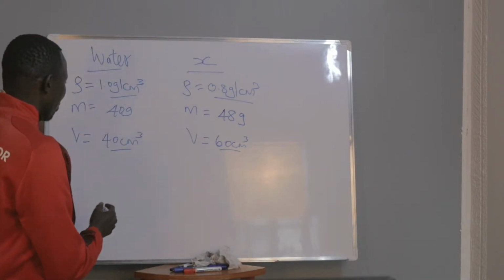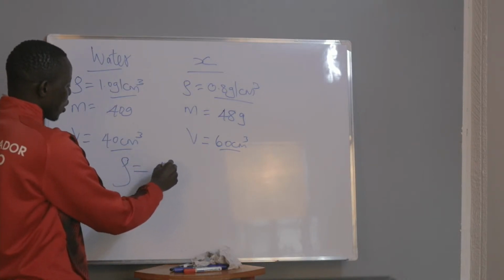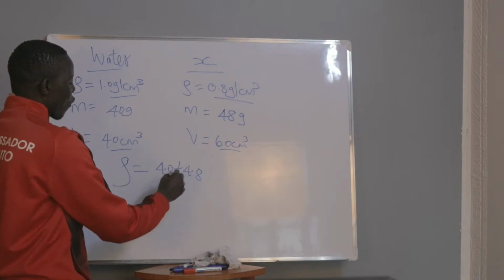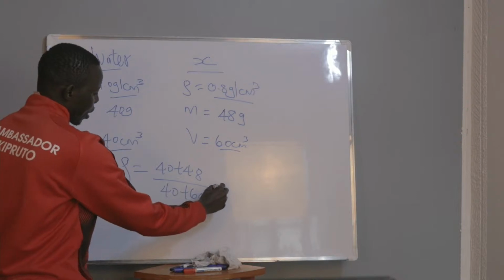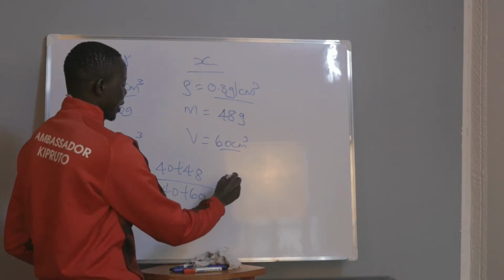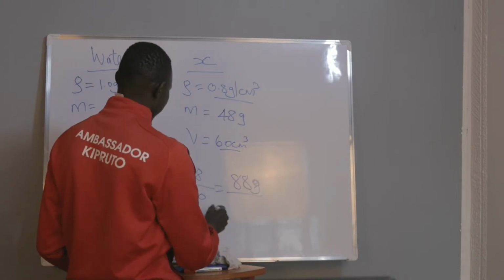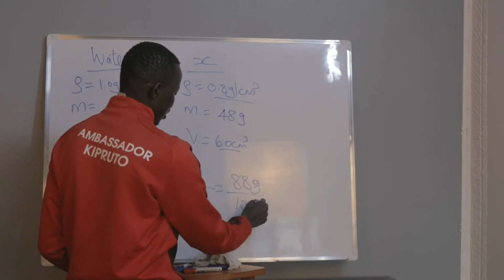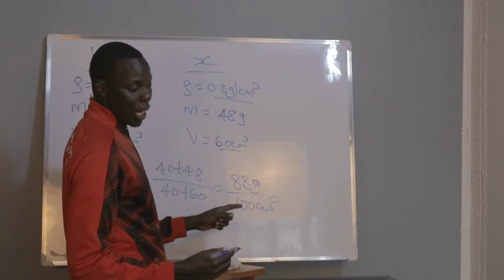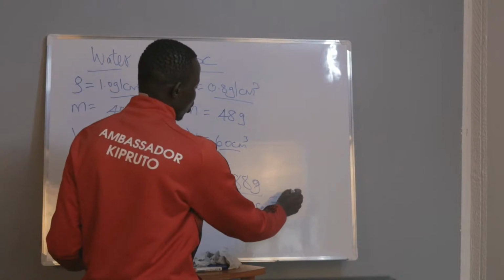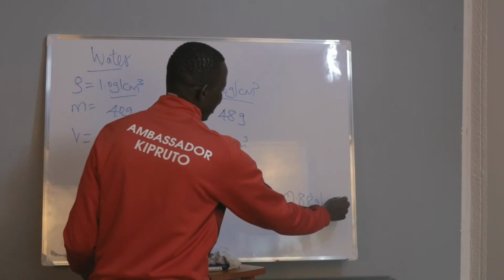So, the density of a mixture is equal to total mass, which is 40 plus 48, over total volume, which is 40 plus 60. 40 plus 48 gives 88 grams, divided by 100 centimeters cubic, which gives 0.88 grams per centimeter cubic.